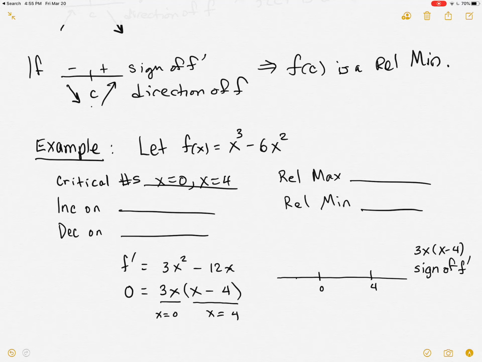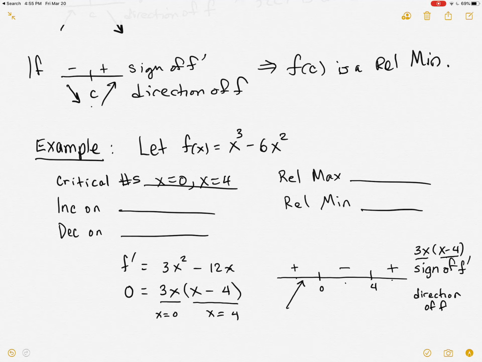For instance, let's take a -1 from here. This factor is going to be a -3, a -5. Negative times negative is positive. If I try a +1, this factor is positive, but this factor is negative. Positive times negative is negative. And now we'll try a +5, and I'll get 15 times 1. Well, that's positive. So that tells me the direction of f.